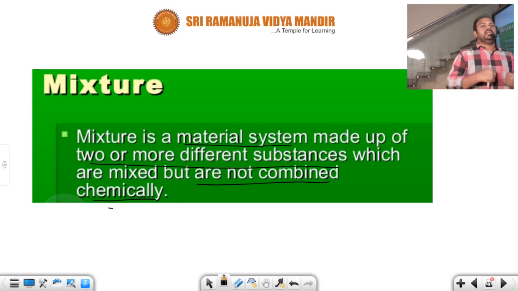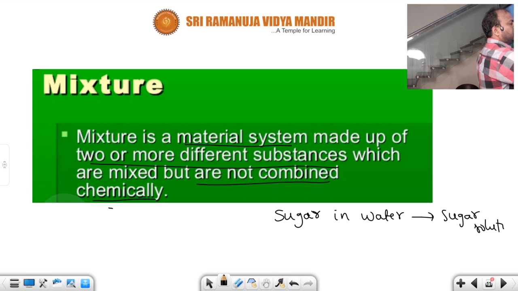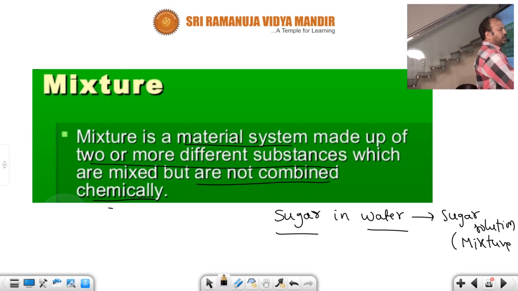They will just mix with each other, then only they are called mixture. Suppose sugar in water, sugar dissolved in water, you will get sugar solution. Sugar solution is the mixture. How can I say this one is a mixture? Because it is formed by the combination of two substances.